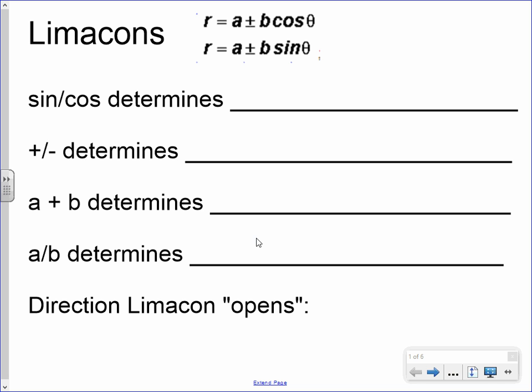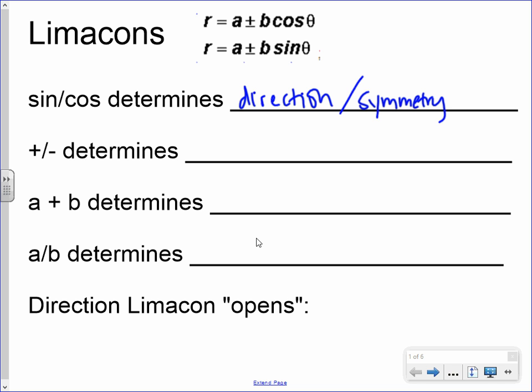Okay, we're going to talk about this all up here together. Part 1, sine or cosine. What does that determine? Okay, good. So, direction. Also, yesterday we talked about the symmetry, right? We know that anything with a sine is going to have vertical symmetry. Anything with a cosine is going to have horizontal symmetry. Okay?